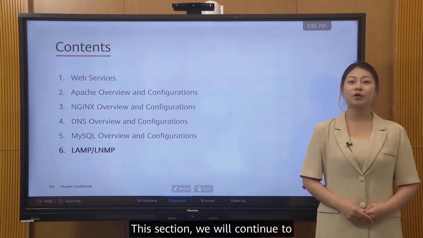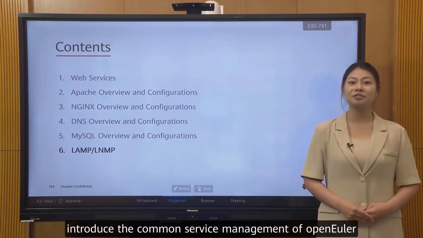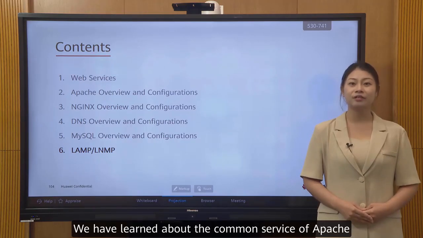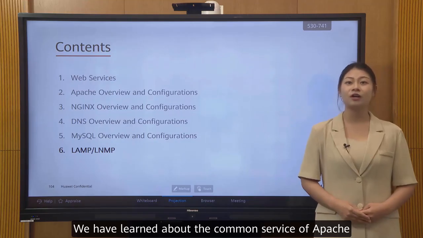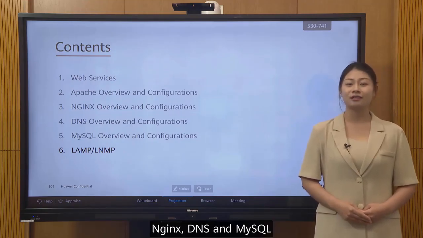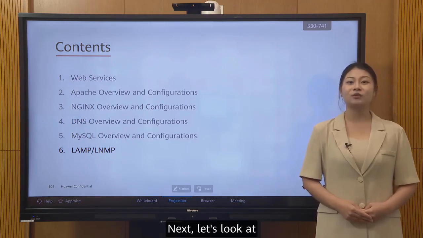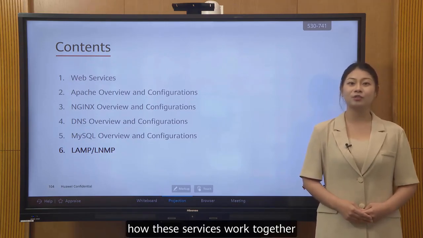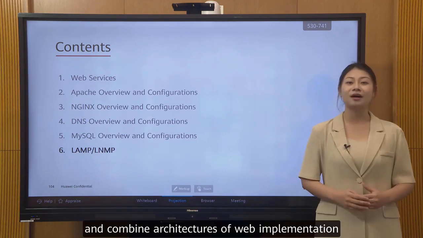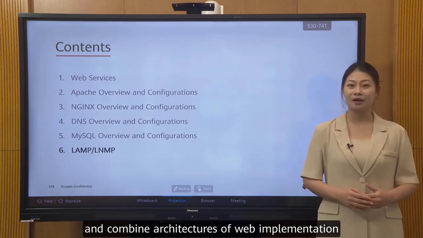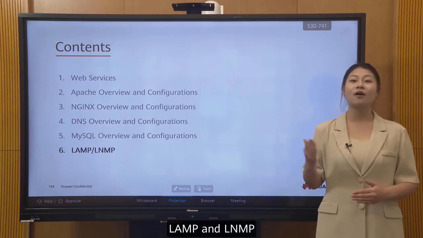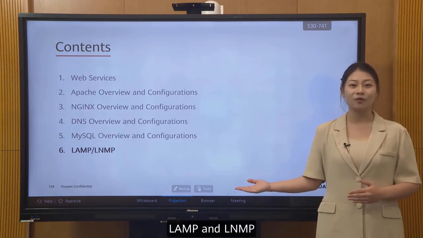This section, we will continue to introduce the common service management of openEuler. We have learned about the common services of Apache, Nginx, DNS, and MySQL. Next, let's look at how these services work together and combine into the web architectures LAMP and LNMP.